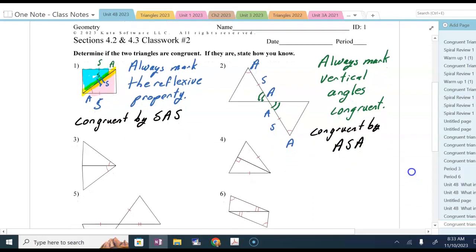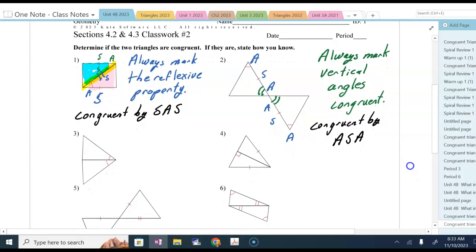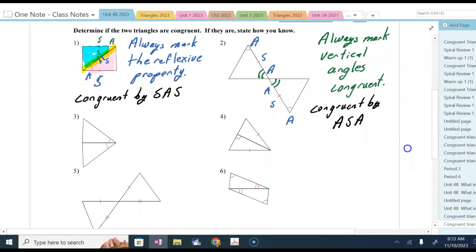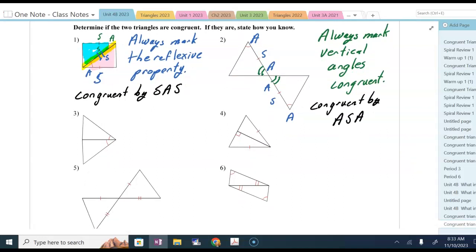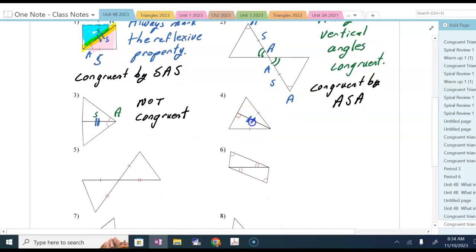So the point of problem number 1 and number 2 is always mark the reflexive property, that side they have in common, and always mark vertical angles congruent. So if we look at problem number 3, we're going to mark the reflexive property that I just did in blue. Now we have one angle and one side. Well, that's not enough to say they are congruent, so for problem number 3, they are not congruent.